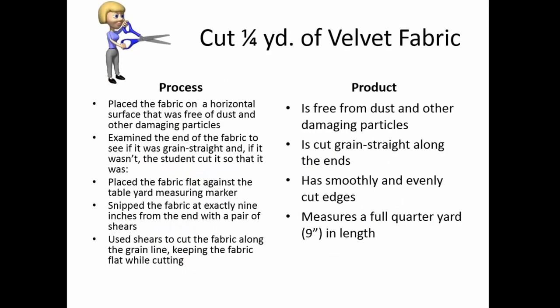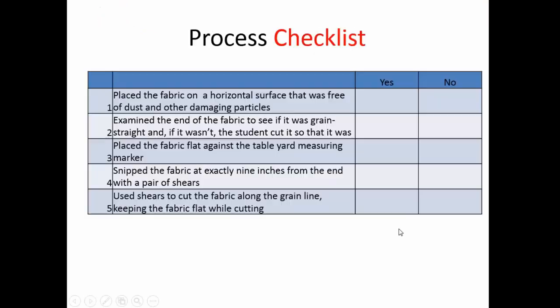So another example that I do is the task is that a student has to cut a quarter yard of velvet fabric. So again, the process: place the fabric on a horizontal surface, blah, blah, blah, and it gives you the list. Did they do step one? Yep. Did they do step two? Yep. Did they do step three? And then when they turn over the quarter yard of velvet fabric, now I can grade the product. Is it free of dust? Is it cut grain straight? Has it smooth edges? Does it measure a full quarter yard? So you see, when they hand me the product, now I can grade it.